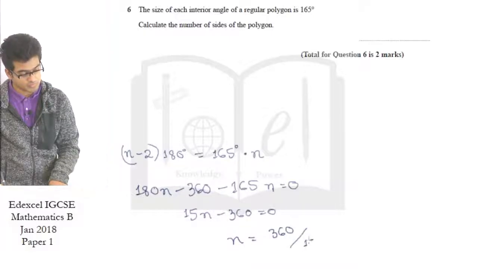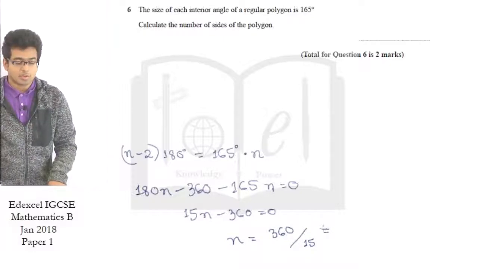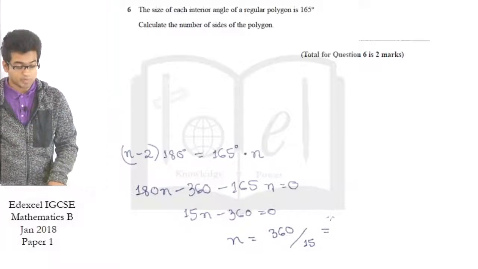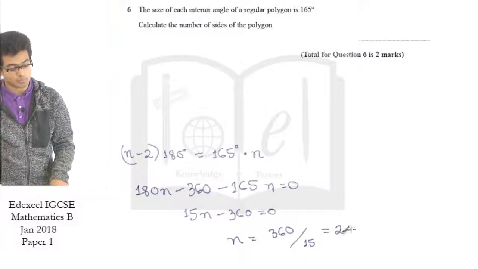360 over 15, what is that equal to? Well, 15 times 2 is 30. Therefore, 15 times 20 is 300. And then 15 times 4 is 60. So we've got 20 and then 4. So this is equal to 24. So n is equal to 24. This polygon has 24 sides.